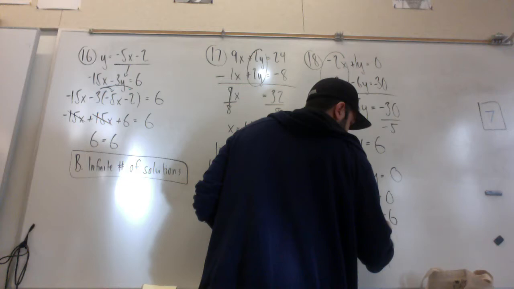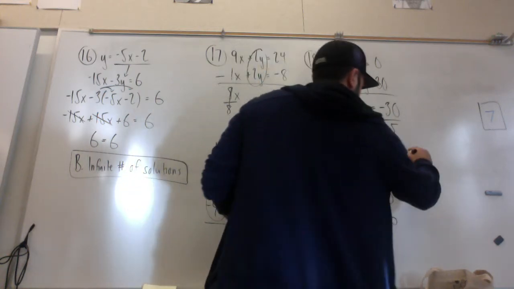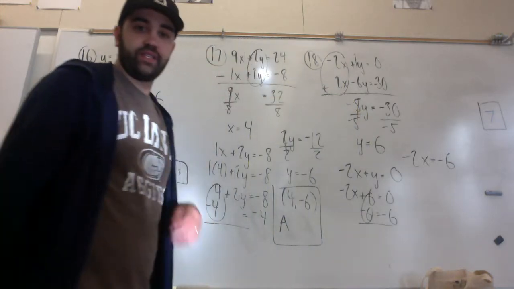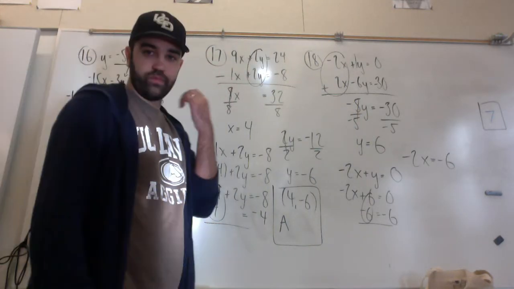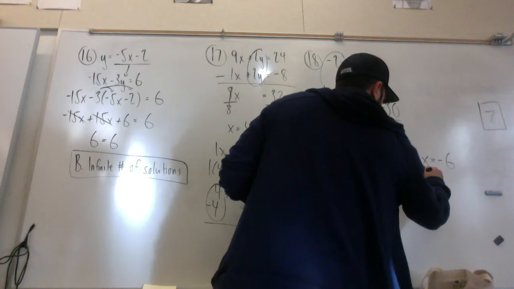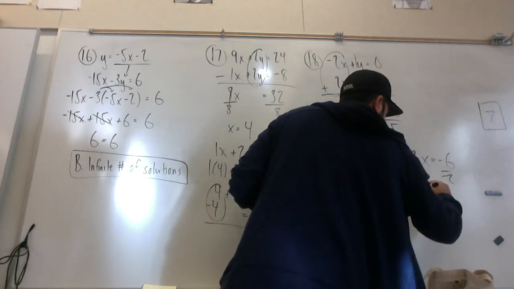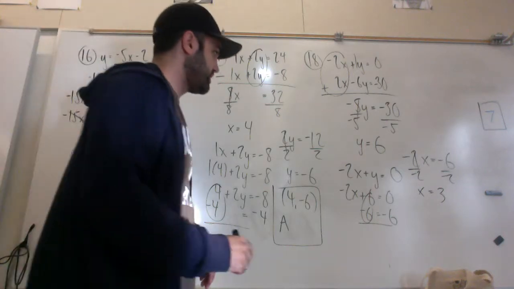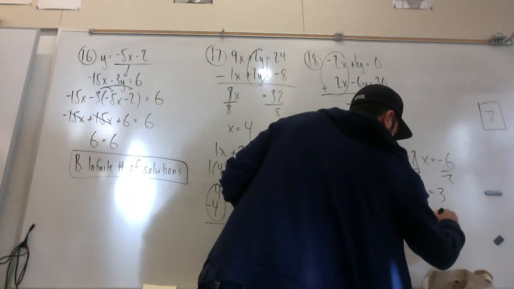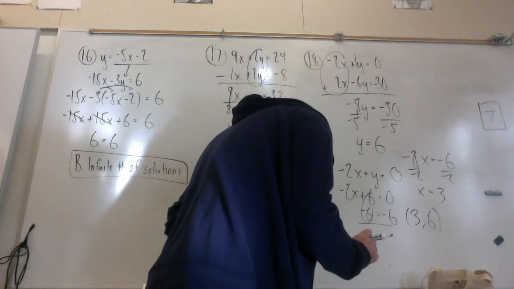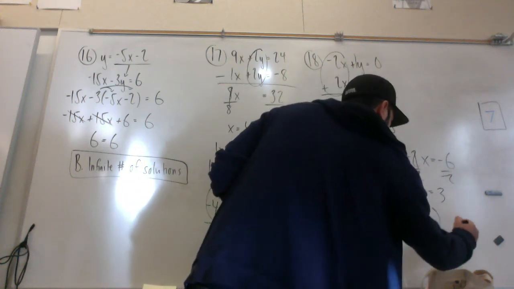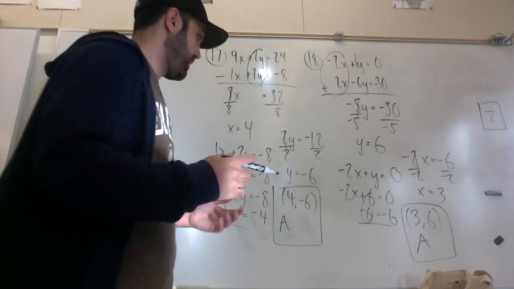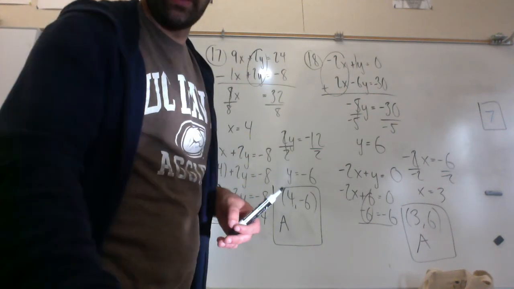Just a couple of steps here. Subtract 6 from both sides. We get negative 2x equals negative 6. And then divide by negative 2 to give us an x value of 3. So the point is 3, 6, which would be answer, again, A. And that's 16 through 18.